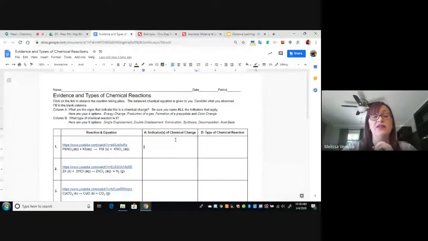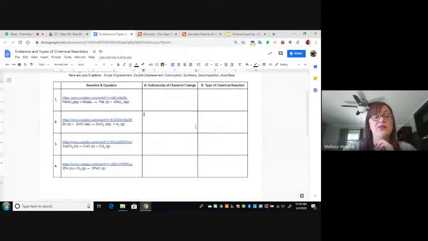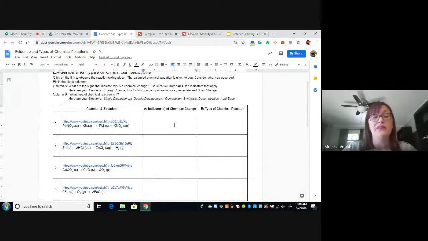So the first one is actually here. The number 2 is the one I just did with you guys that we discussed. And so here you're going to put really good observations that you guys just made, those 3 indicators. So you're going to put formation of a gas or production of a gas, energy change, and color change. You would fill in those 3 terms there. And then I already told you what type it is. It's a single replacement because the zinc is replacing the hydrogen. That's a single replacement reaction.